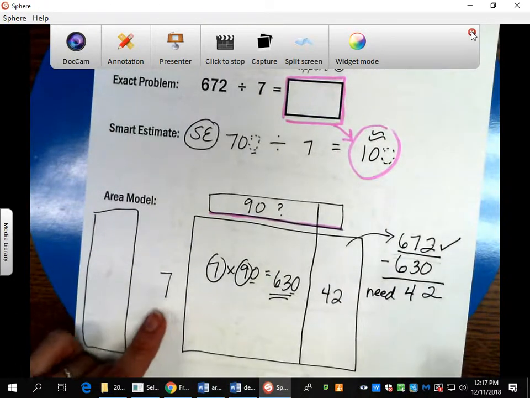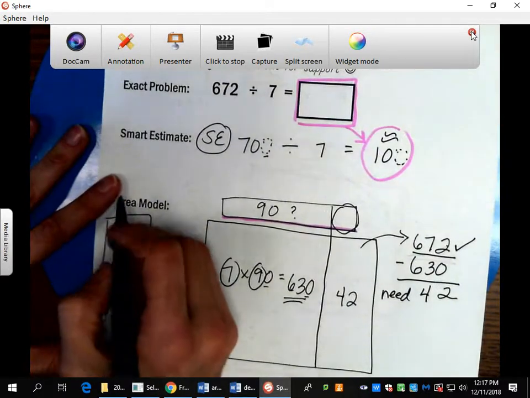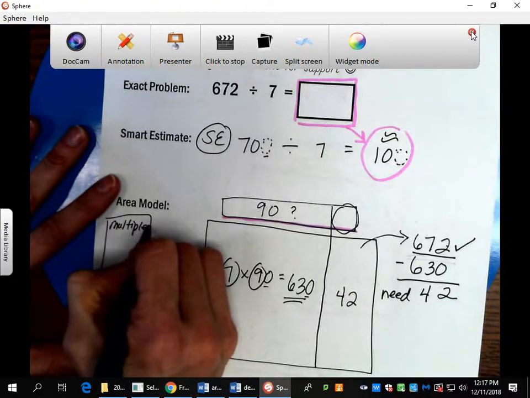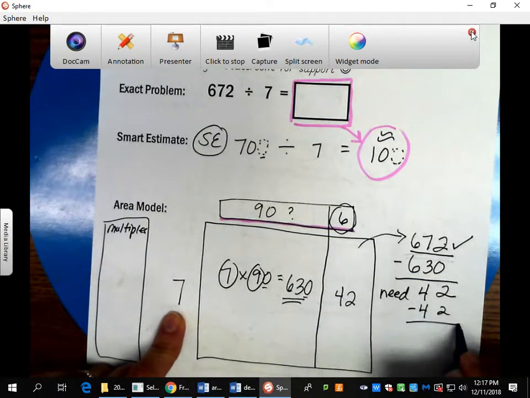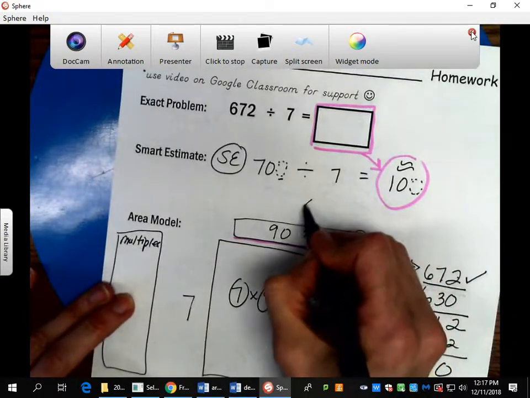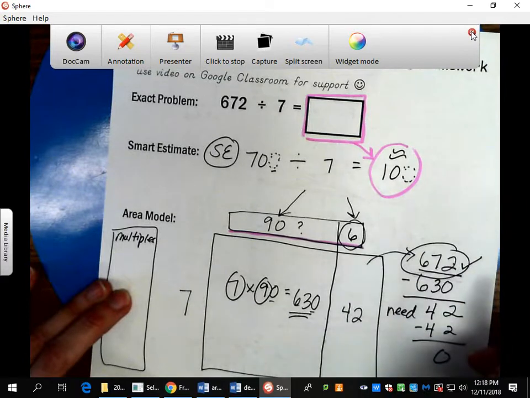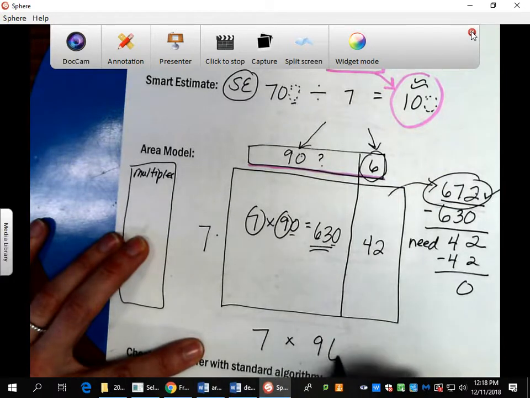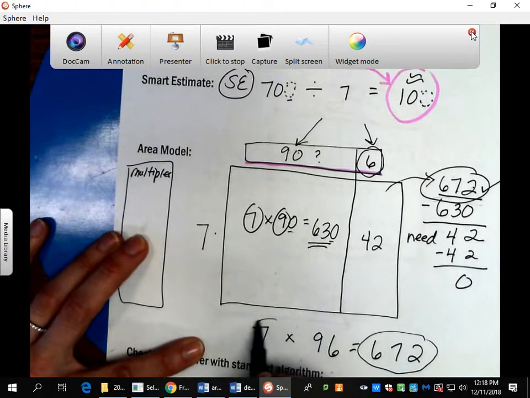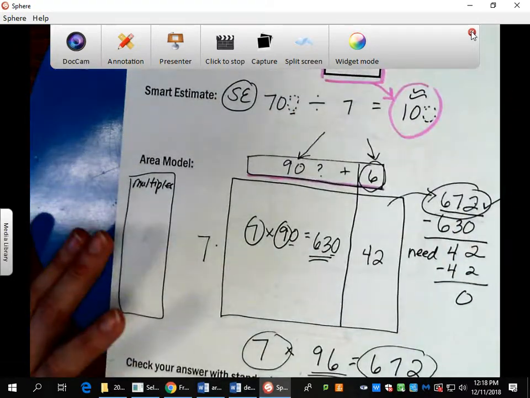Now guys, I want you to think, 7 times what gets you 42? That's a basic fact. And again, if you need to use your multiples, please write them out. 7 times 6 gets you 42. So now I take out 42 more. Guys, we used a 90 and a 6 just now to get us to where we needed. So 7 times 96, if I'm going to write it like multiplication, 7 times 96 got me 672. So backwards, 672 divided by 7 equals 96.